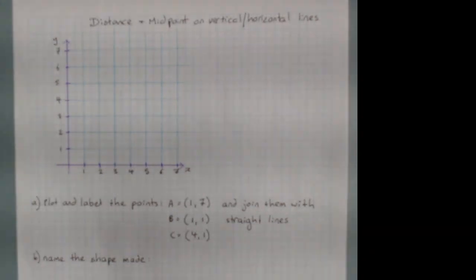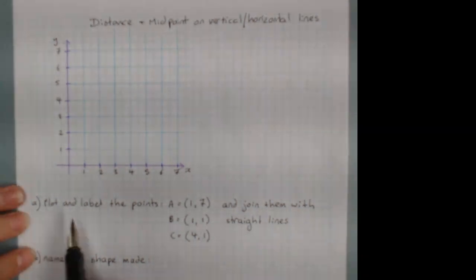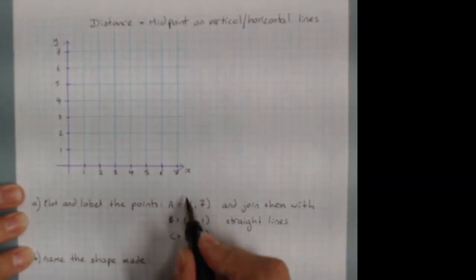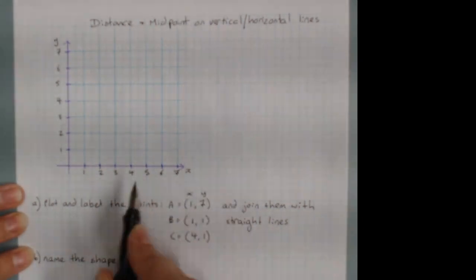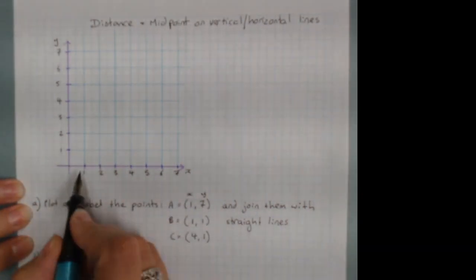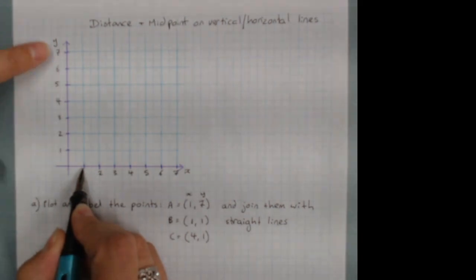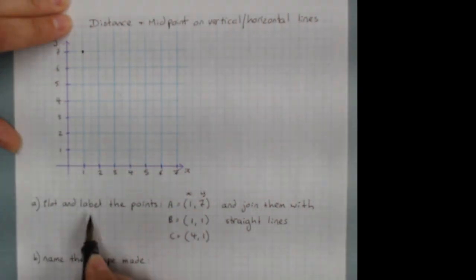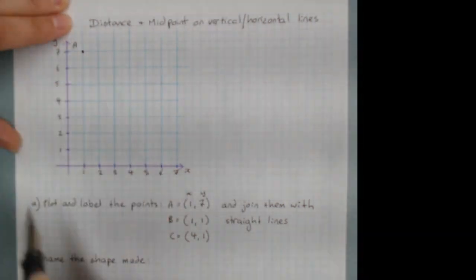Vertical and horizontal lines. So working along with me, plot and label the points A, 1, 7. You remember we have the x coordinate and then the y coordinate. This is x, this is y. So we go to 1 on the x and 7 on the y, and the point that lines up, they said label, so we label that point A.